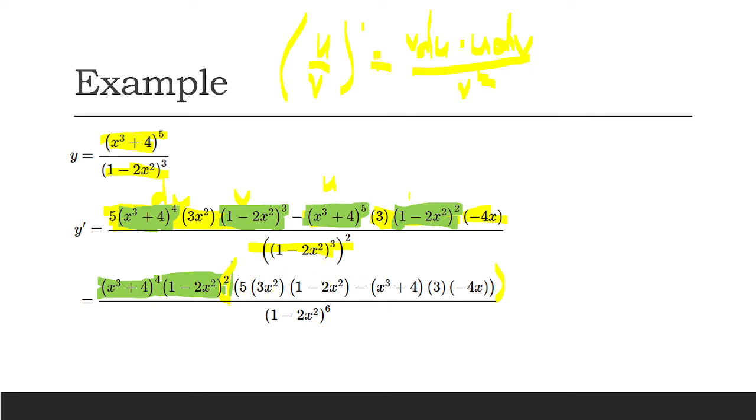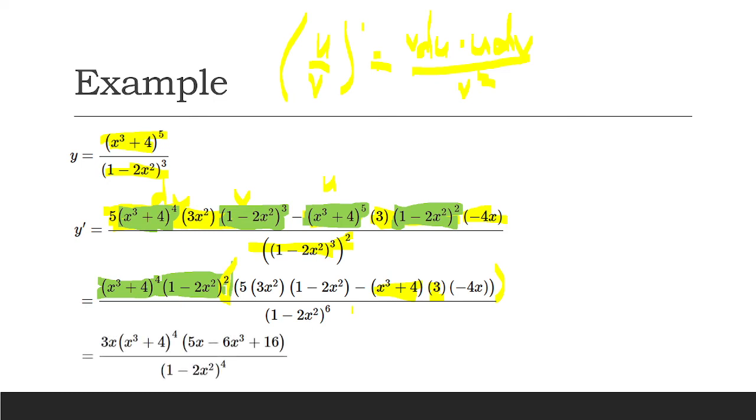That remains. Minus, also, we removed (x cubed plus 4) raised to 4, so one factor remains. Then we removed (1 minus 2x squared) raised to 2, so what remains is one x cubed plus 4, times the 3, minus 4x. That is removed. Remember, these are just the rules of exponentiation. If you raise (1 minus 2x squared) raised to 3 to the power of 2, you multiply the exponents. So we will have (1 minus 2x squared) raised to 6.